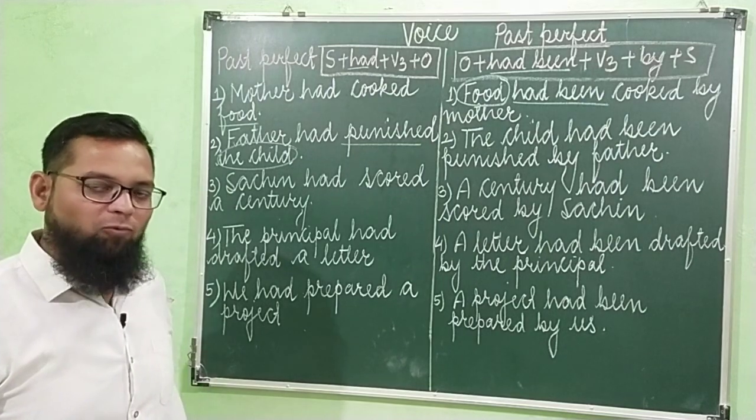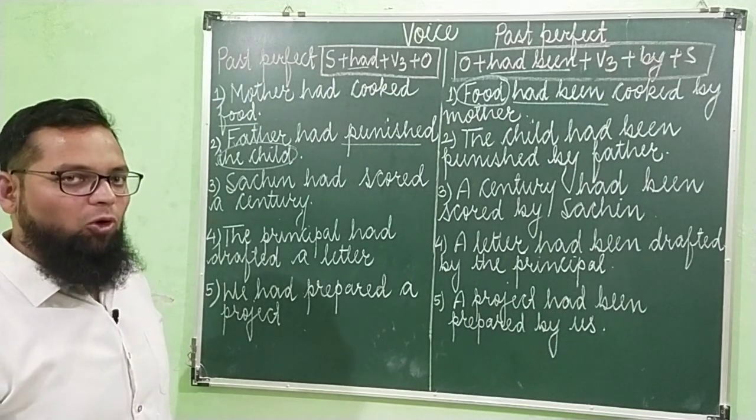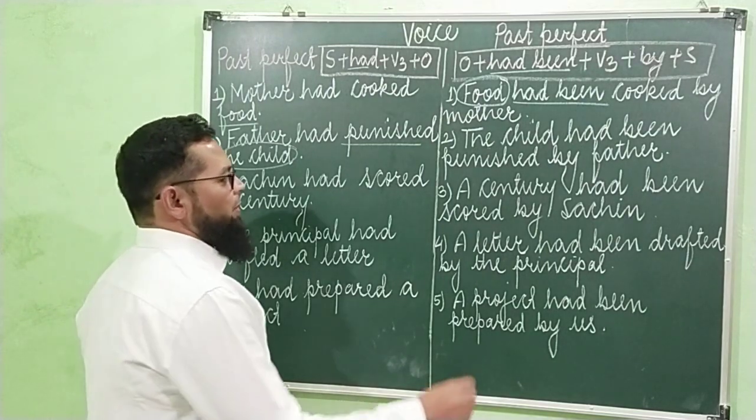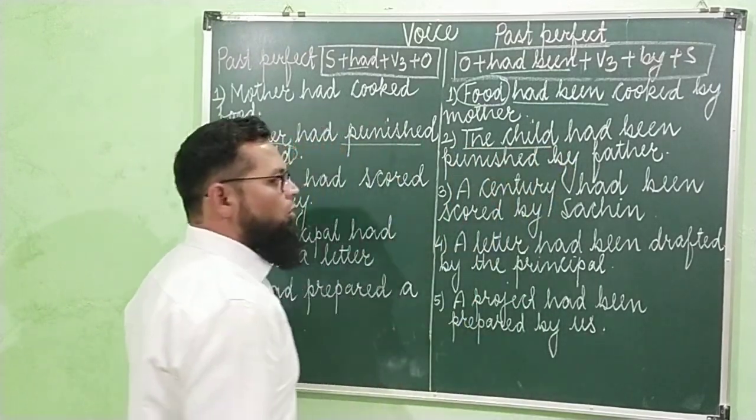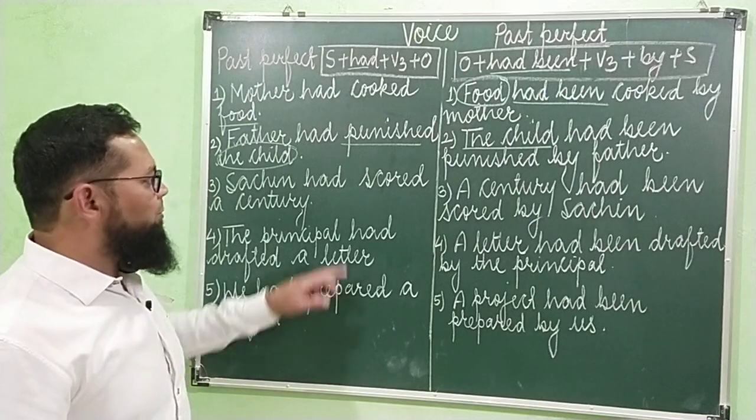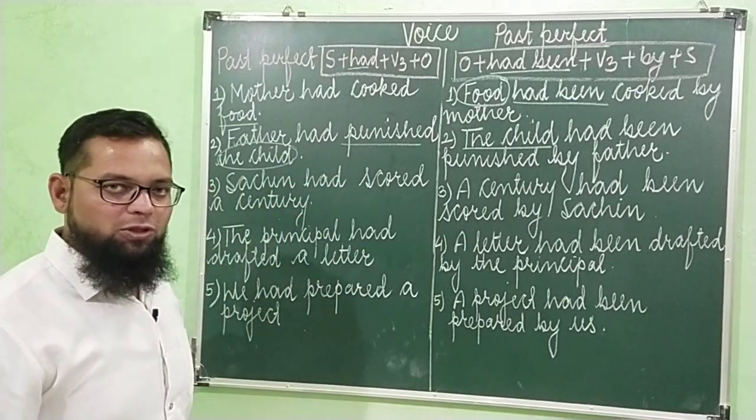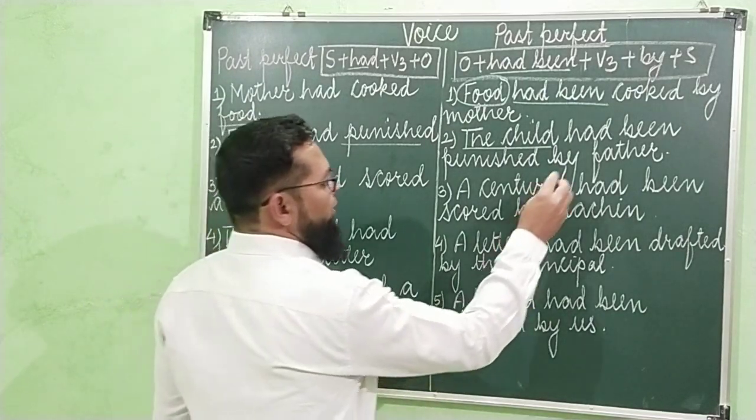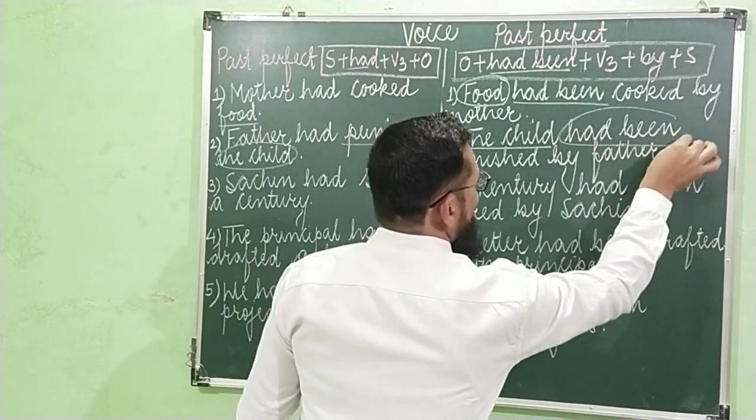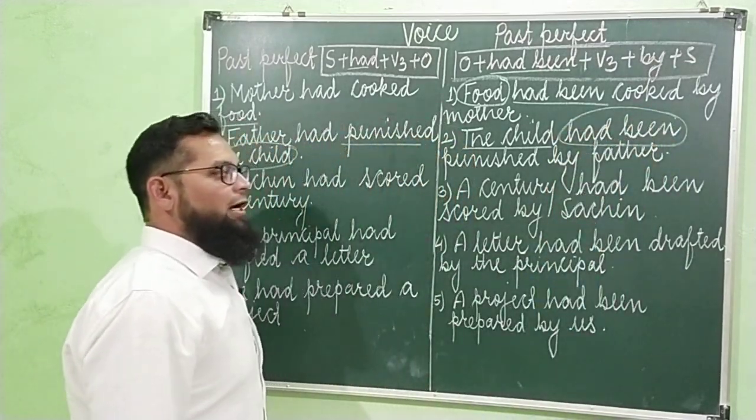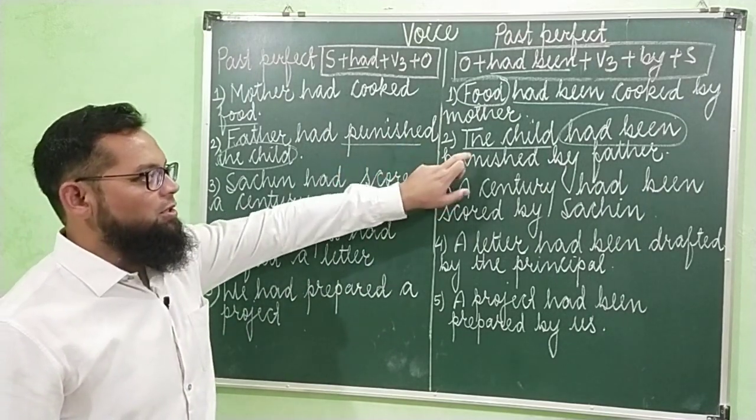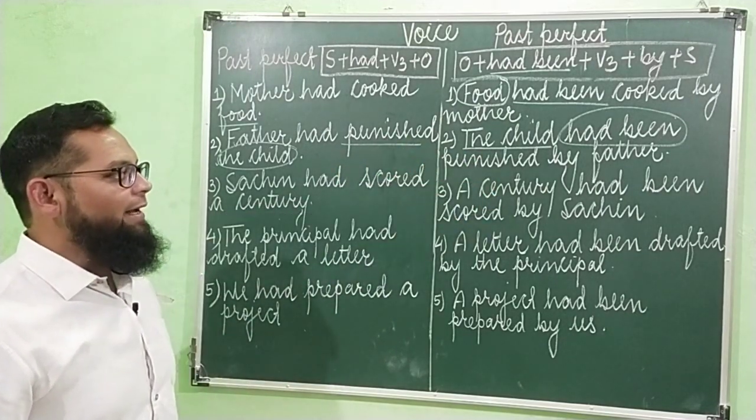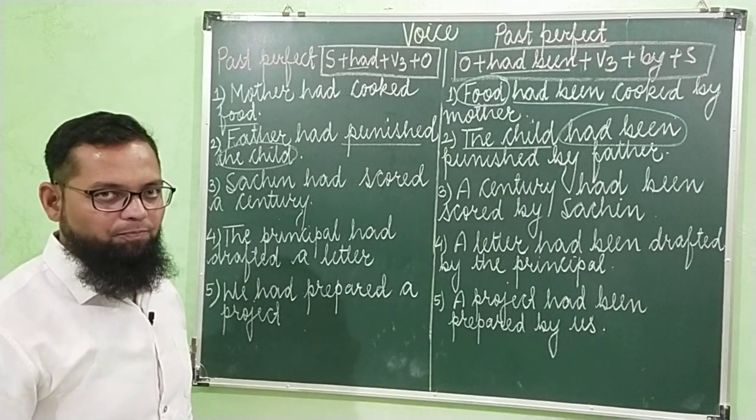अब हम उसको passive voice में convert करेंगे. तो passive voice में पहले क्या लिखना होता? Passive voice में पहले हमको object लिखना होता है. So here the child is object. And what about the helping verb had? Had क्या में convert हो जाएगा passive voice में? Had will be converted into had been. The child had been, then verb will remain in the third form, punished by father. The child had been punished by father.